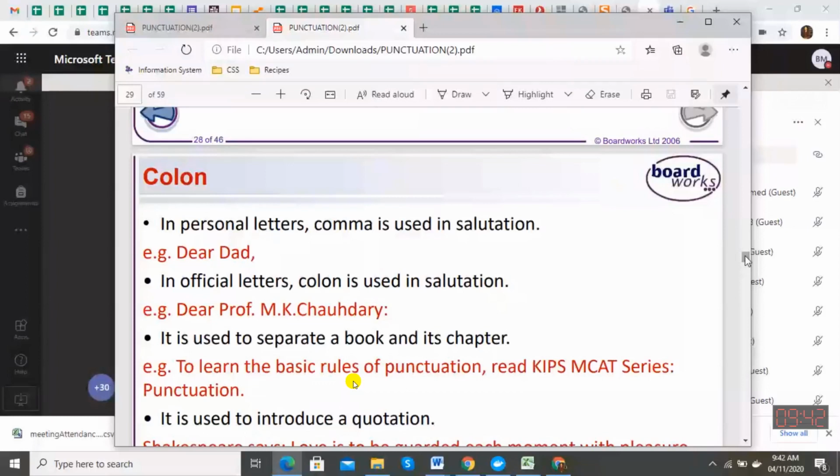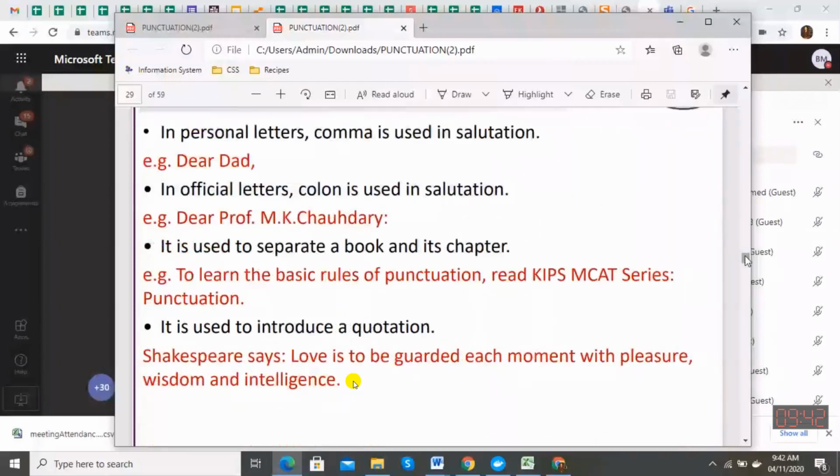So this is another usage of colon in your letters when you write formal and when you are in formal interaction. The other usage is, as we have already discussed, it is used to separate a book and its chapter, जैसे हम पहले बात कर चुके हैं. Or then the last one is, it is used to introduce a quotation. For instance, Shakespeare says, love is to be guarded each moment with care, wisdom and intelligence.